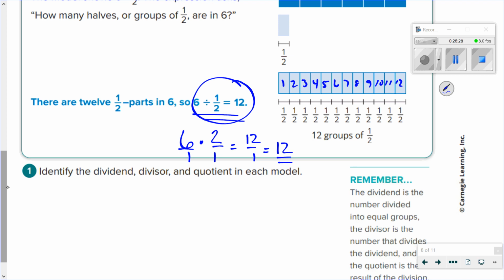Yeah. That's why we spent all that time at the start of the period going over your multiplication families, how multiplication and division are related. So they are related. Instead of dividing by 1/2, instead I'm going to multiply by the reciprocal.